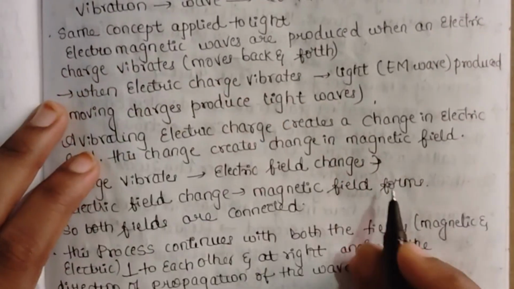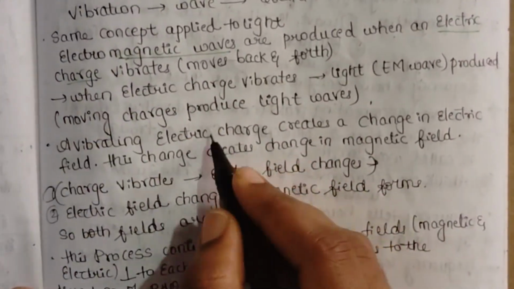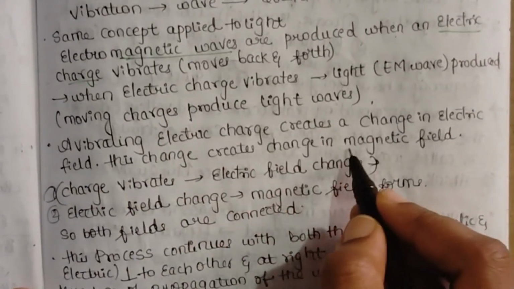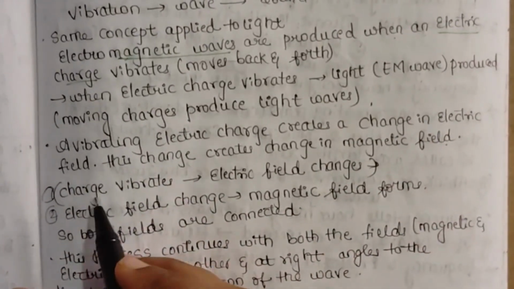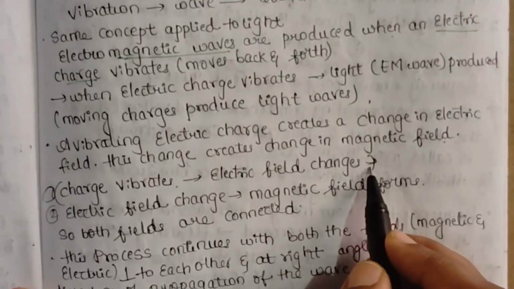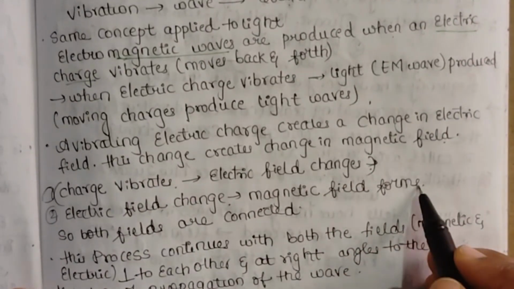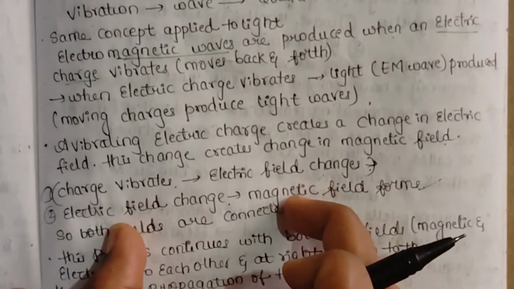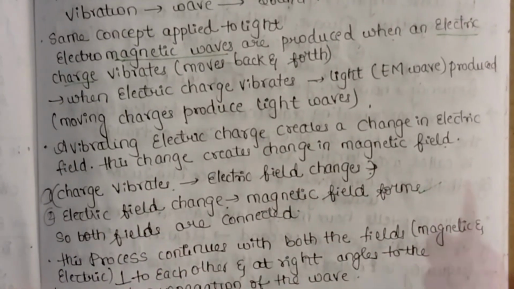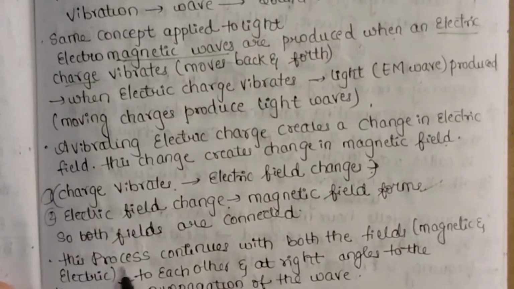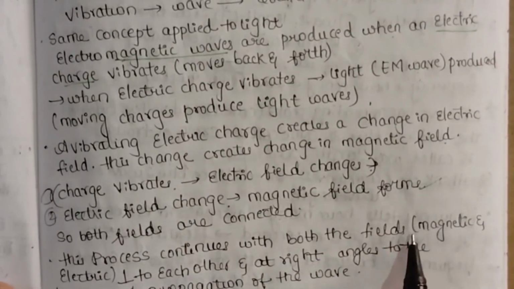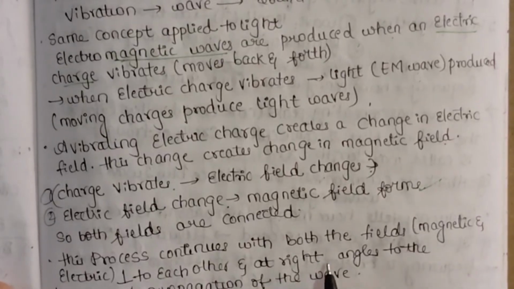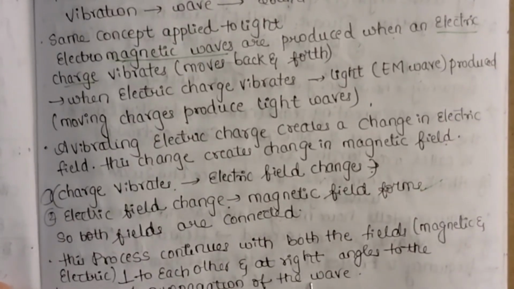Now you can understand this concept. A vibrating electrical charge creates a change in the electrical field. This change creates a change in the magnetic field. Charge vibrates, electric field changes; electric field changes, magnetic field forms. So both fields are connected and produce the wave. This process continues with both fields, magnetic and electrical, perpendicular to each other and at right angles to the direction of propagation of the wave.